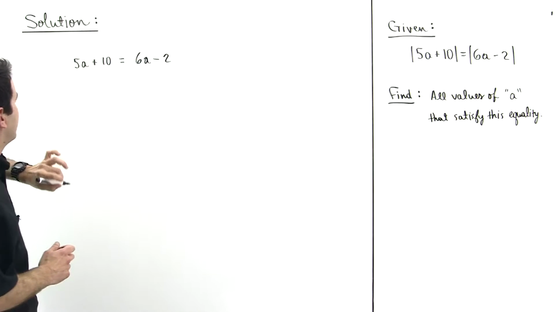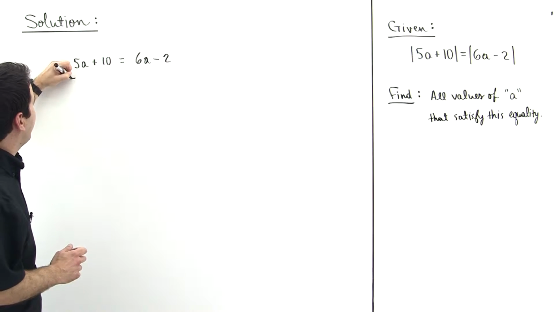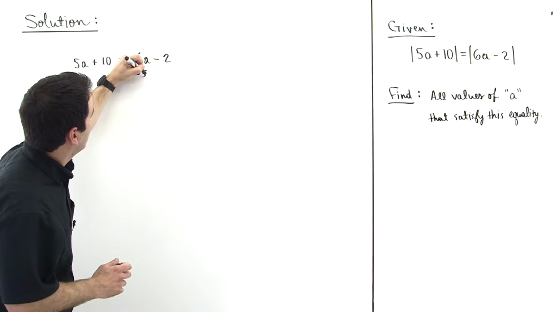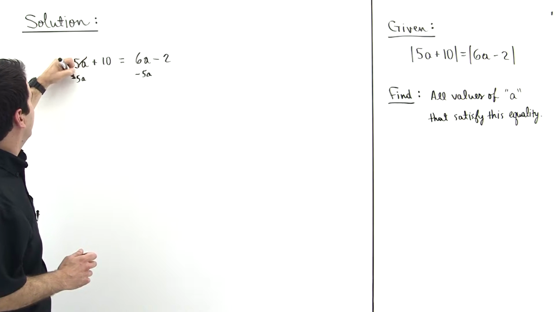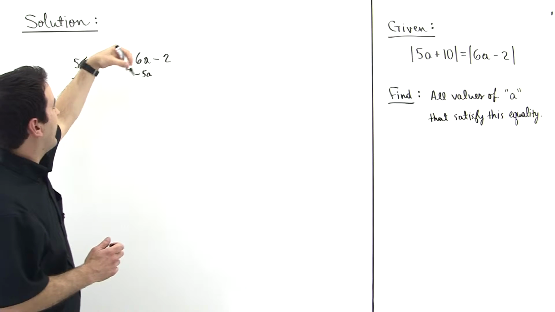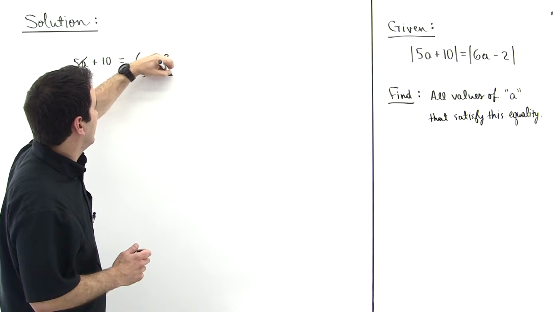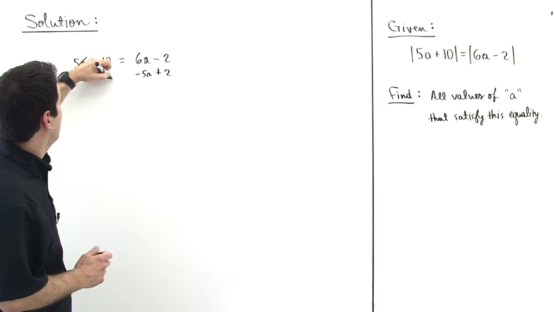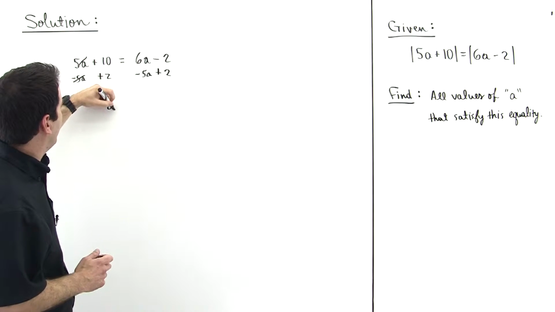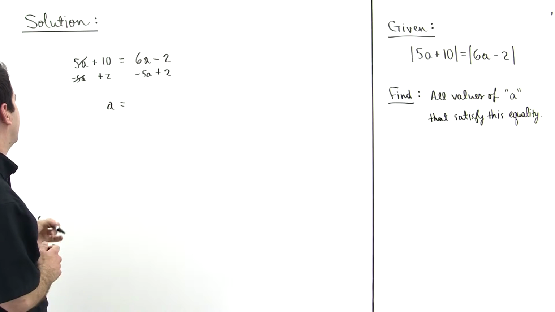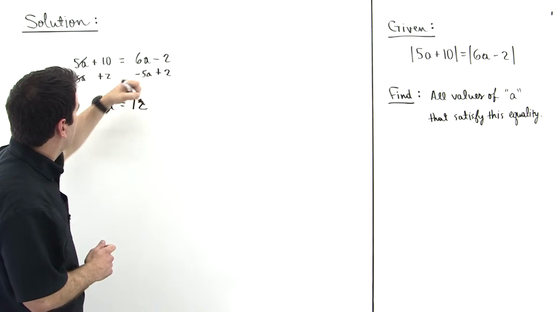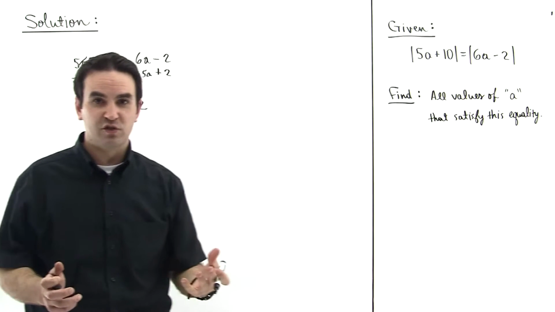Let's solve this. We can subtract 5a from both sides: minus 5a, minus 5a. That will eliminate this, and 6a minus 5a is just a. Then we want to add 2 to both sides to isolate the variable. So add 2. 6a minus 5a is a, so we're just going to flip it around and put the a on the left side, just because that's conventional. And then 10 plus 2 is 12. So a equals 12 is one solution.